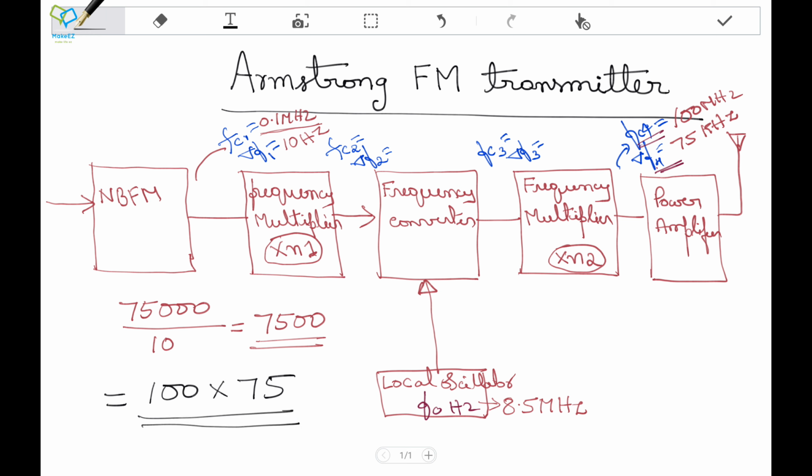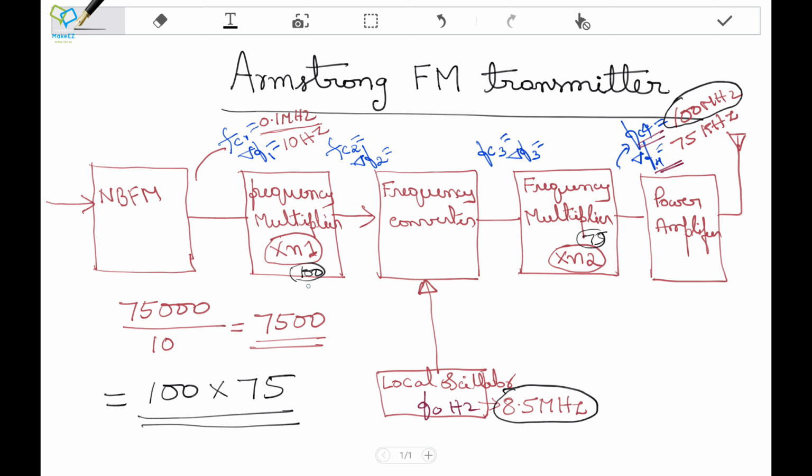That can be found out by making use of the local oscillator frequency information and the final requirement of the carrier frequency. Of course, with 100 here and 75 here, or the other way around, we can fulfill the requirement of the frequency deviation at the output. But can you fulfill the requirement of having a 100 megahertz carrier wave? So let us try to put 100 here and 75 here.